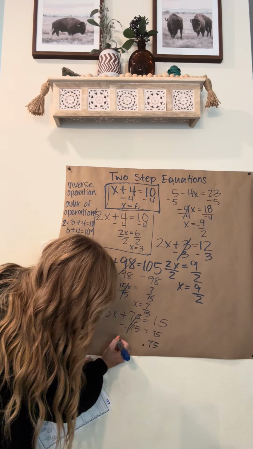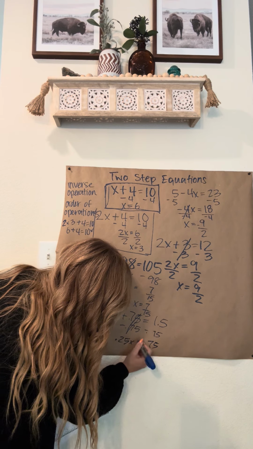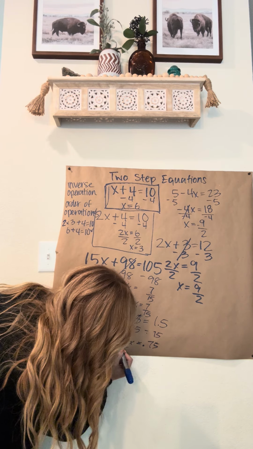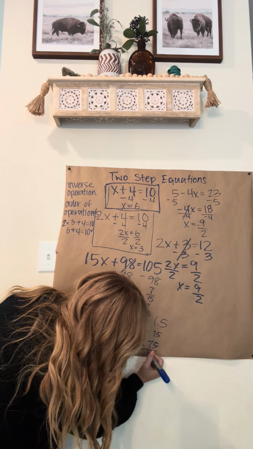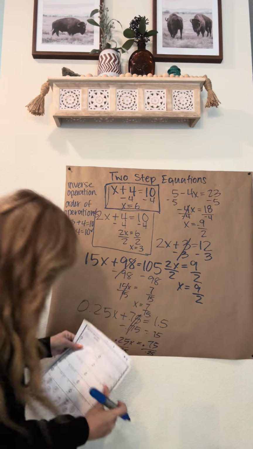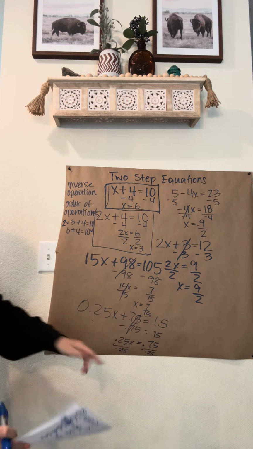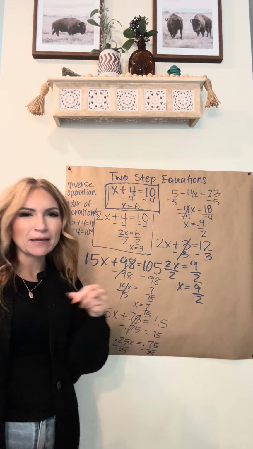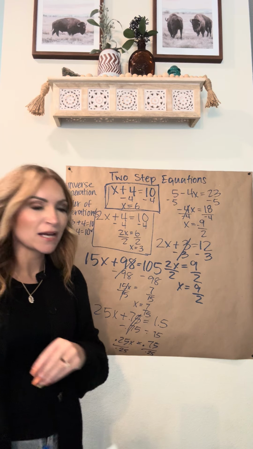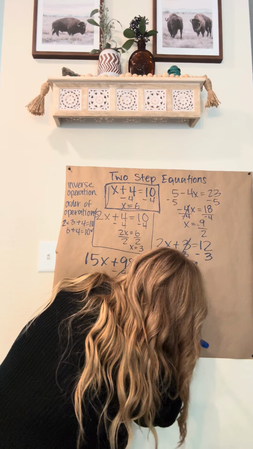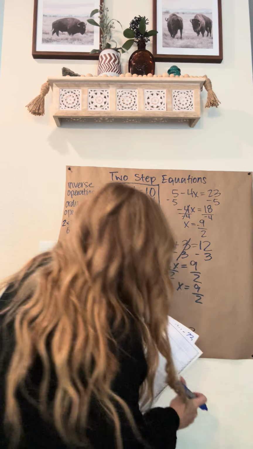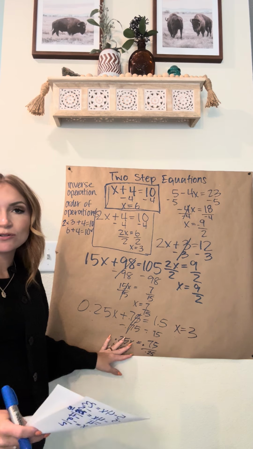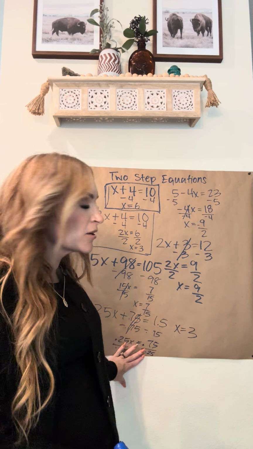And then we have 0.25x. I'm running out of room here, guys, sorry. Divided by, right, next step is division, divide by 0.25. And 0.25 goes into 0.75 how many times? Think of quarters. 3 times. So x equals 3. Okay?